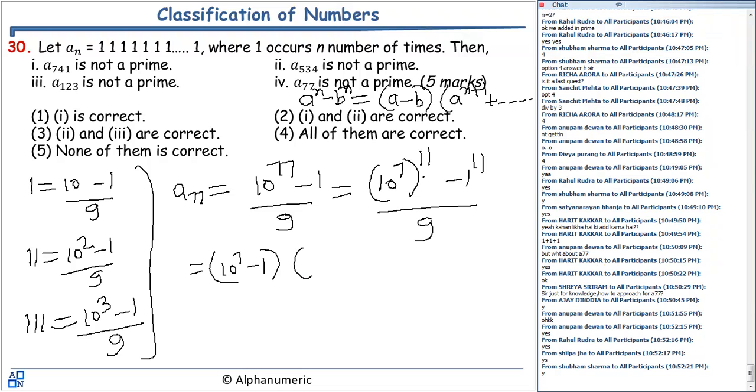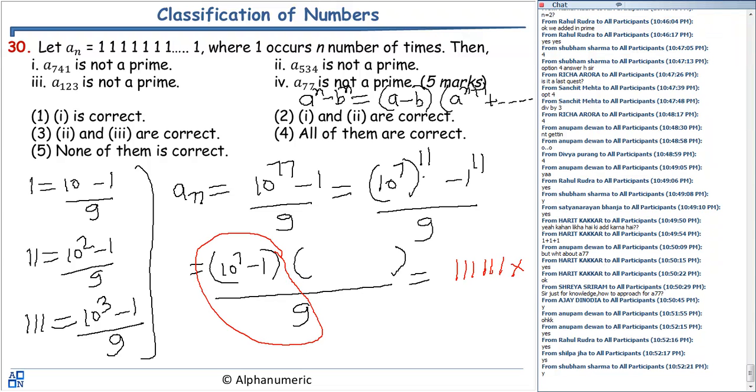By 9. So (10 raised to power 7 minus 1) by 9. Now, (10 raised to power 7 minus 1) by 9 is equal to what? 6 times 1 into something. So since it can be written as a product of two numbers, it is a composite number.